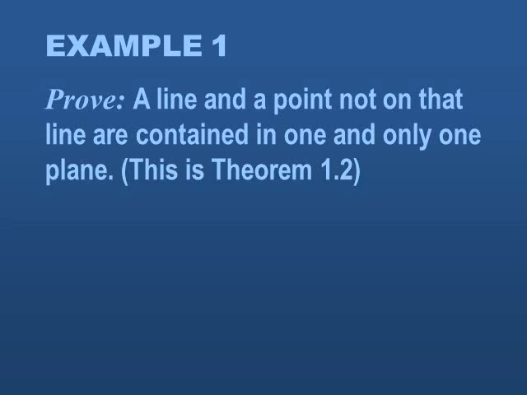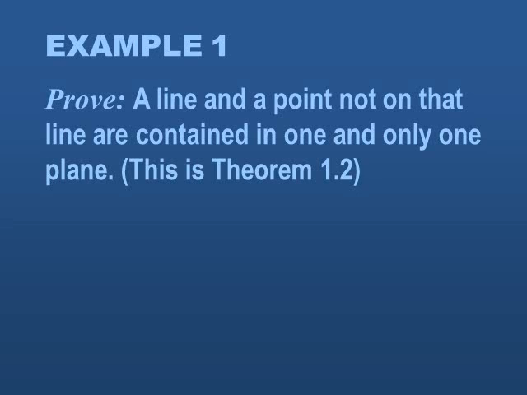So like I said, on page 209, the proof: a line and a point not on that line are contained in one and only one plane. Okay, so this is theorem 1.2 and it's asking us to prove it. Well, we don't have a given, right? We just have to talk about lines and a point that would be not on the line, a point that would be on the line.